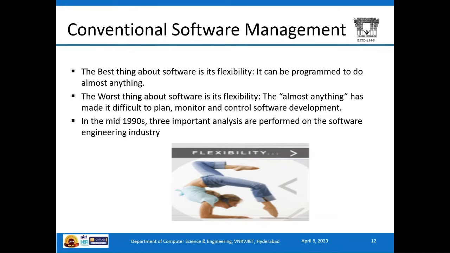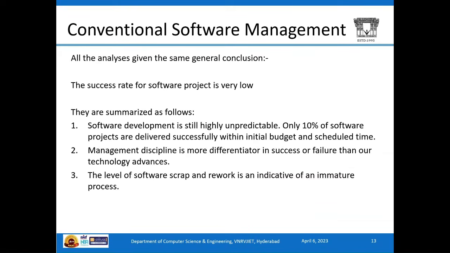In the mid 1990s, an analysis was performed on the software engineering industry, and they summarized a general conclusion that the success rate for projects is very low. Software development is highly unpredictable, and only 10% of software projects are delivered successfully with the initial budget and in the scheduled time. Management discipline is the most important differentiator in success or failure, and the level of scrap and rework is the main indicator of a mature process.